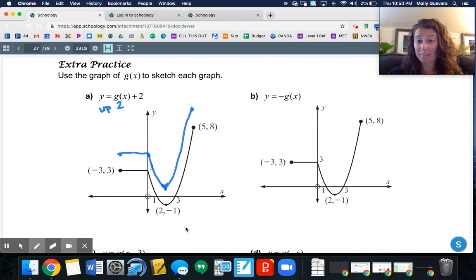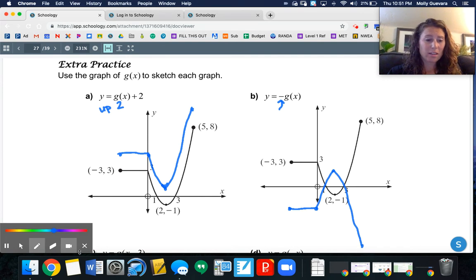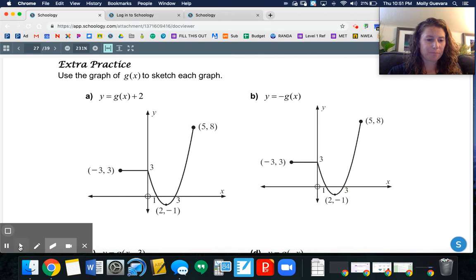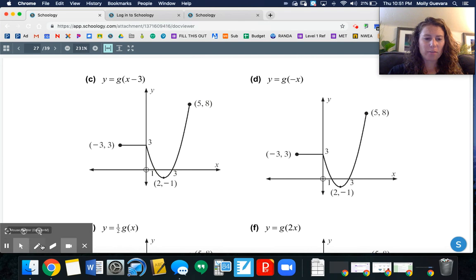And that's it. Here, again, I have the graph of g of x. The only difference is I have this negative. Well, that negative tells me that I need an x-axis reflection. So I'm going to take each point and reflect it over the x-axis. And then I'm going to connect them. Boom, that's it. Okay, so we're on the home stretch here. So go ahead and do C and D. And then when you're done, let's check your work.